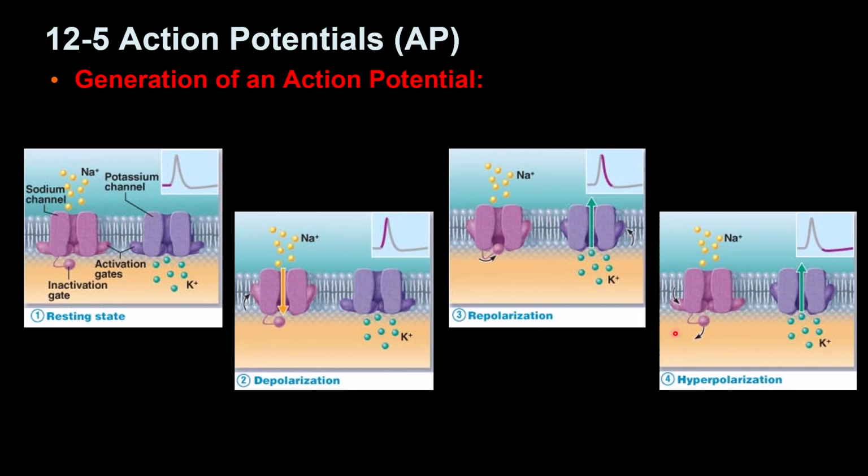Then the sodium channel goes back to its resting state. The activation gate is closed, the inactivation gate is open. But the potassium channel is still open. So it means more potassium leaves the cell, and now inside the cell becomes more negative. If inside the cell becomes more negative than negative 70, that is called hyperpolarization. So those are the changes that will happen during an action potential. Once this happens, at the end, you go back to the resting state.